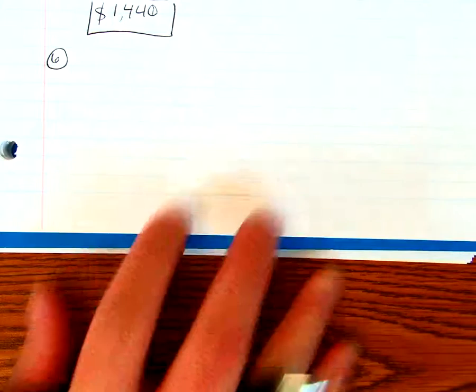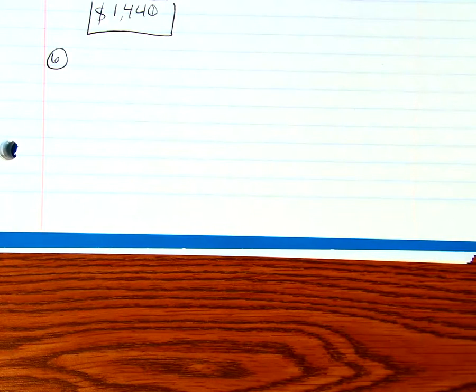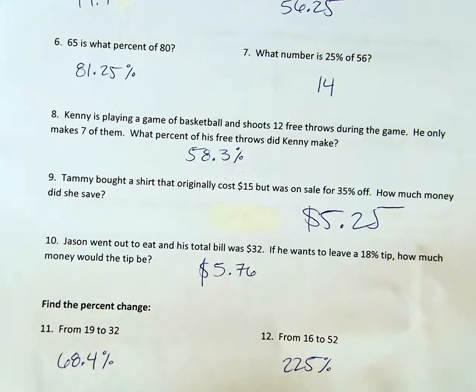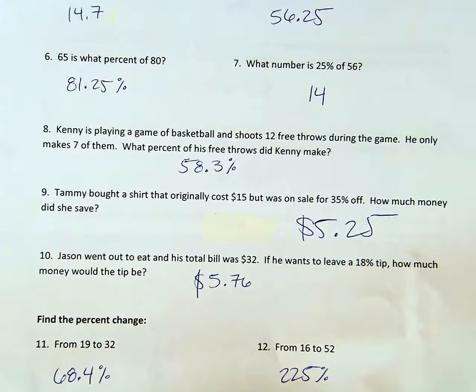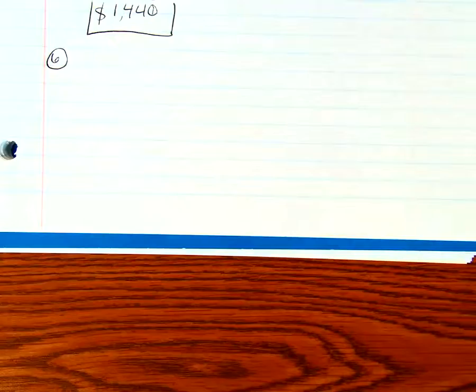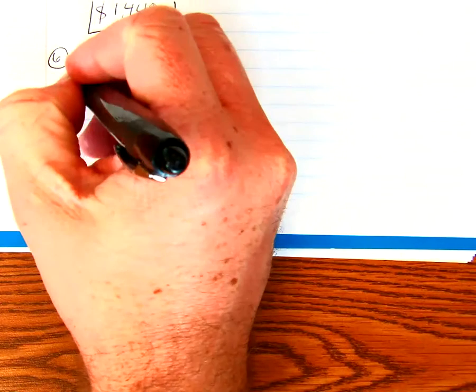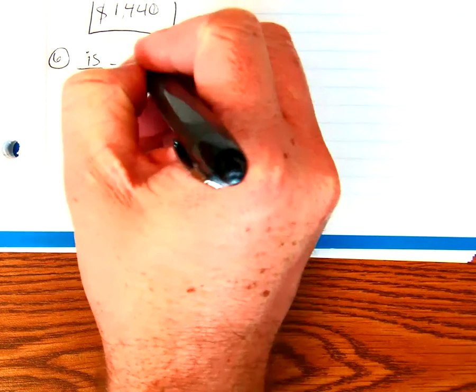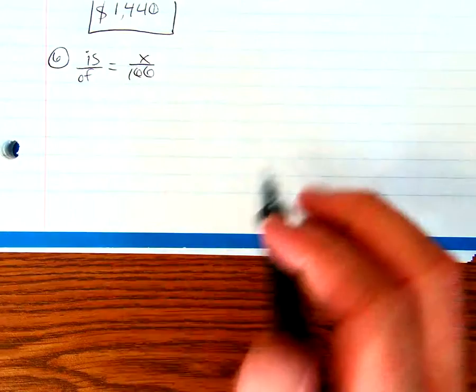Number 6 is one of our is over of, percent over 100 problems. They're asking us, 65 is what percent of 80? So breaking that down, the formula that we used to set up this proportion is over of, x over 100.